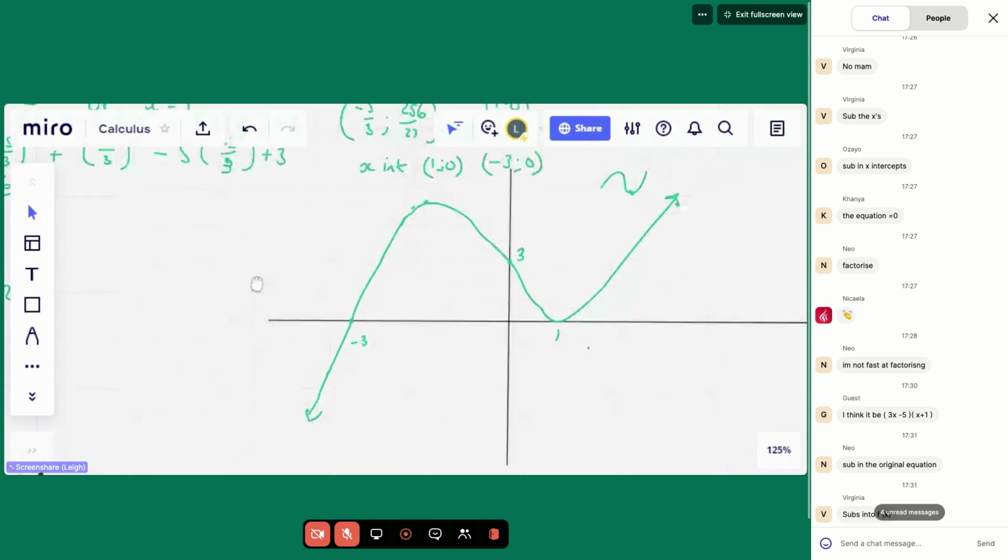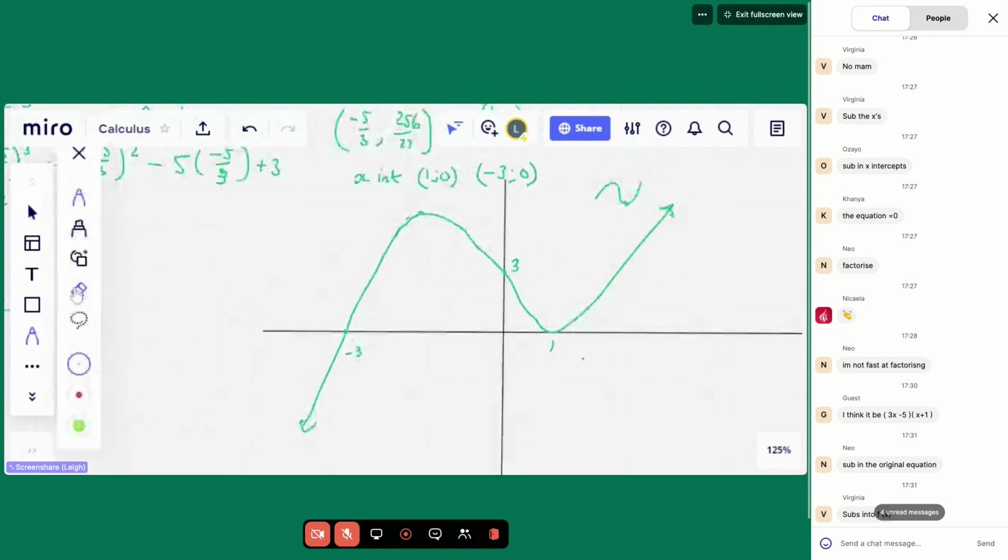Let's move this out of the way. Let's clear a little bit of space there, and now I need to label it. Okay, and the coordinates here were minus 5 over 3 and 256 over 27. All right, so you are going to be marked on the shape.